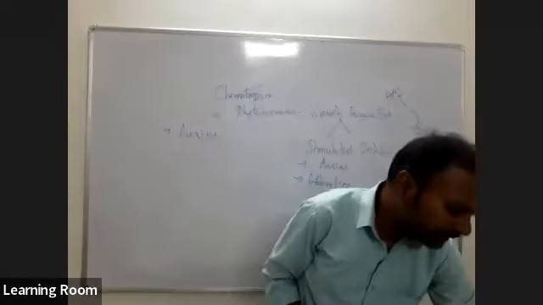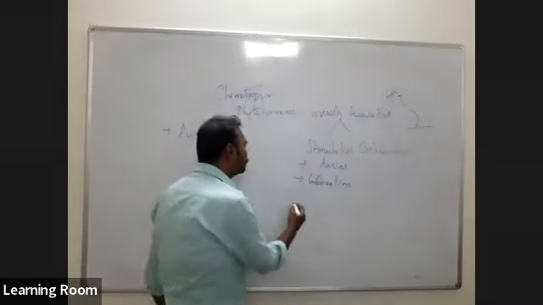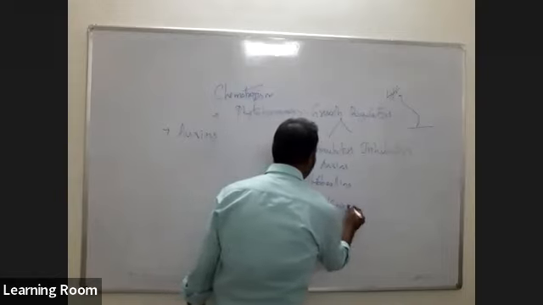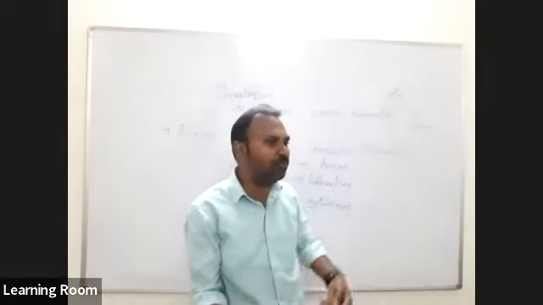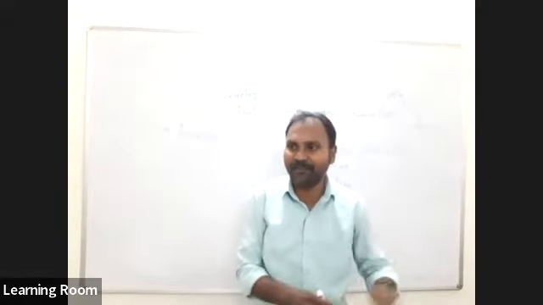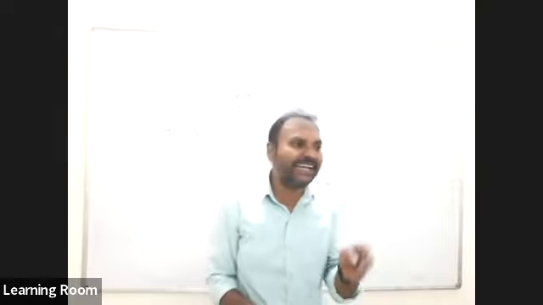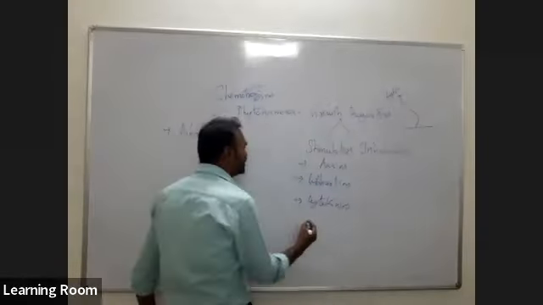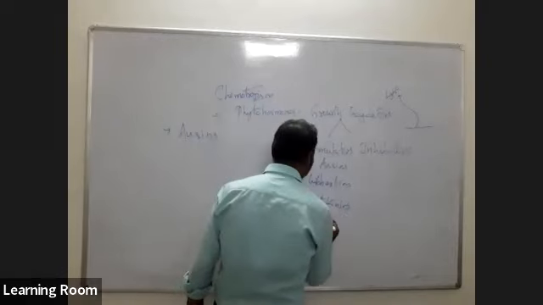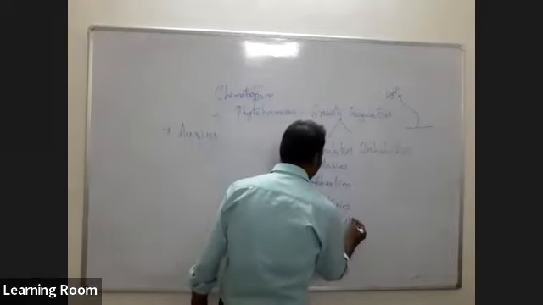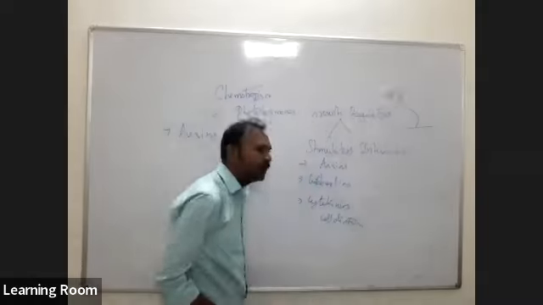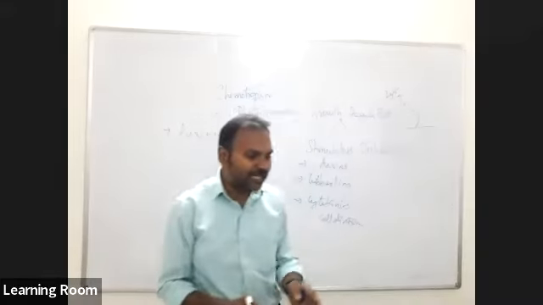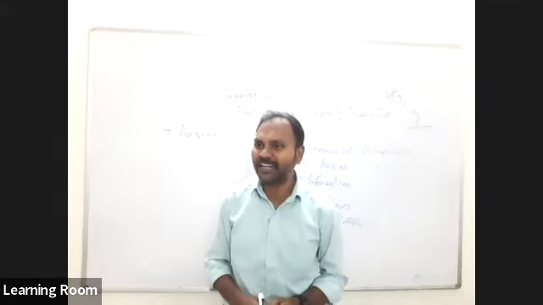And then cytokinins. In your book, all the important functions are already given. Keep an eye on that. I'm just highlighting the important functions for me. So cytokinins' main function is cell division. The meristematic tissue activity is because of cytokinins.